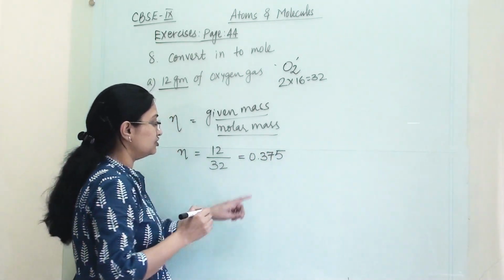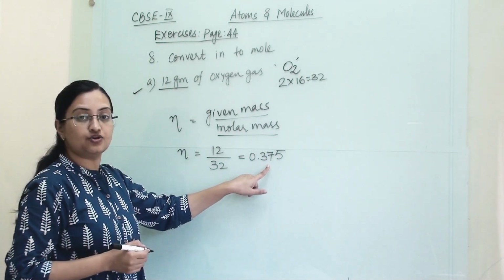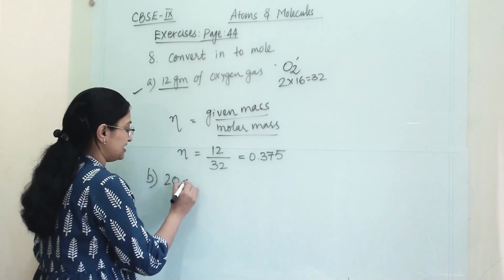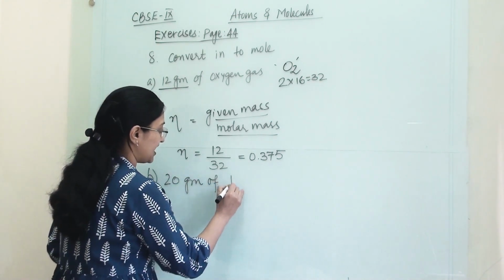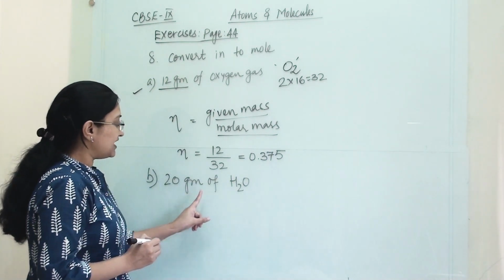0.375. So the number of moles for 12 gram of oxygen gas is 0.375. Now next, 20 gram of H2O.